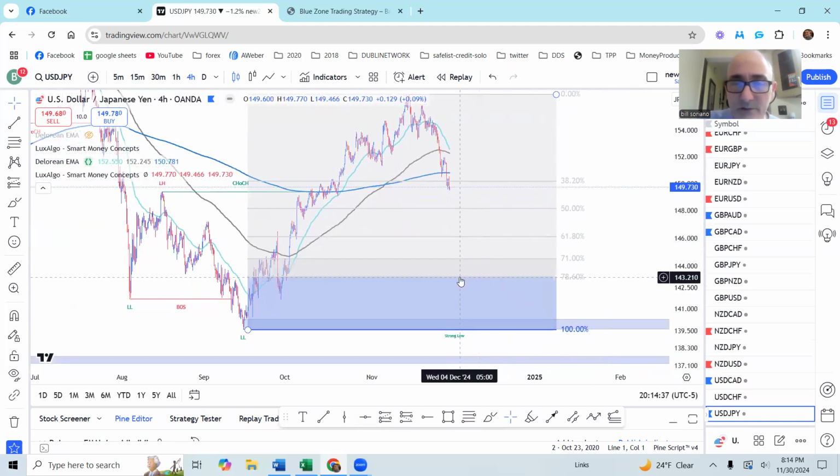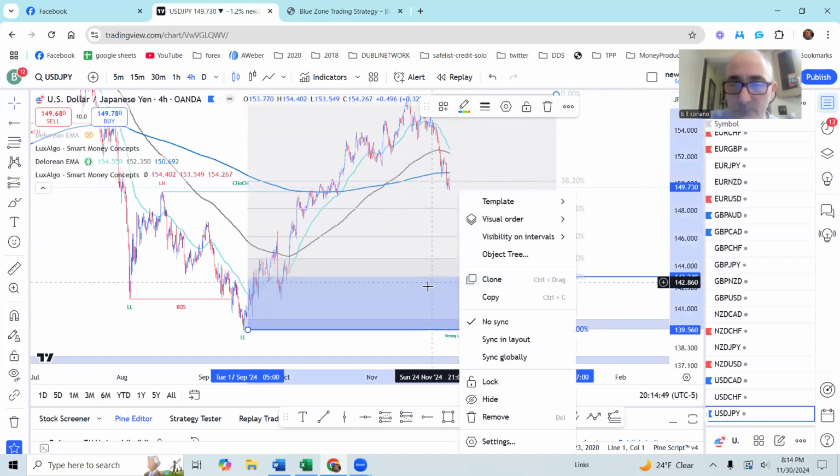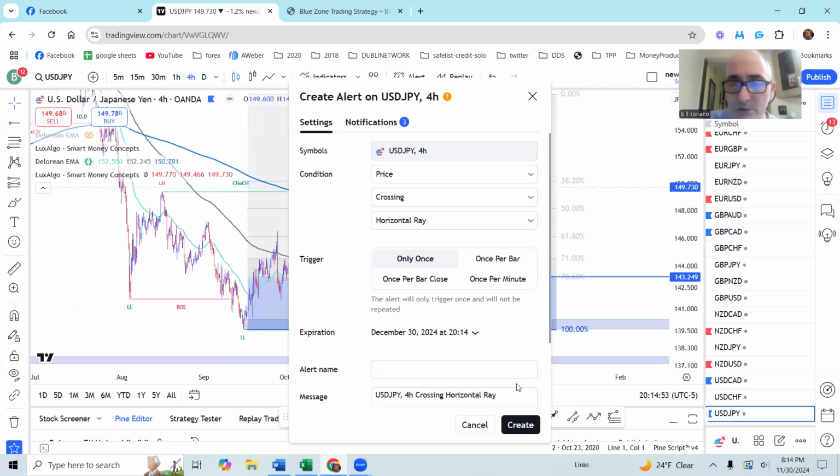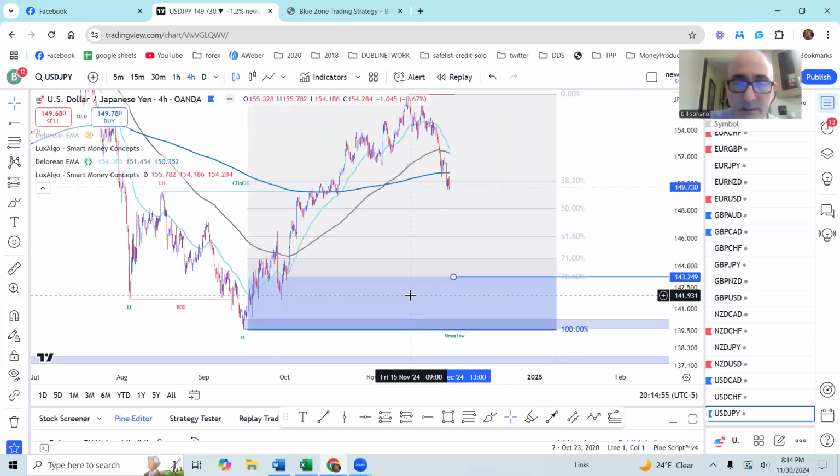And then right here is where the blue zone starts. That's the fib retracement, the 78.6 to the 100 level. That's where you would put your alert, right? We would set an alert there, obviously. And that alert is for the higher time frame. Let me just put a little note in here so you know.